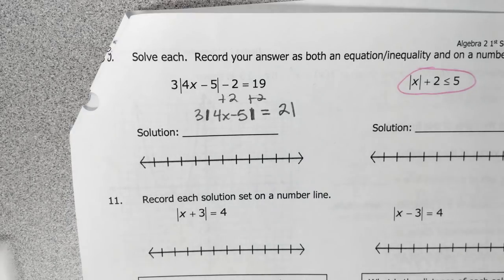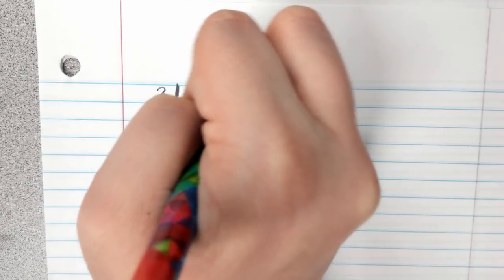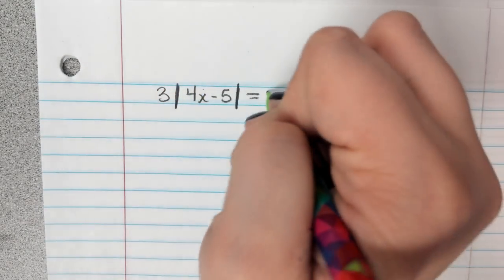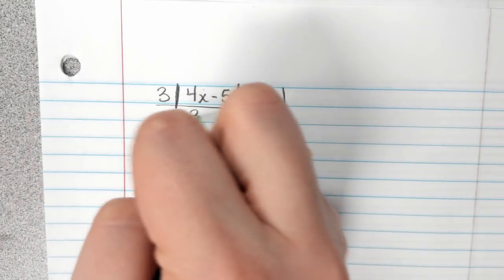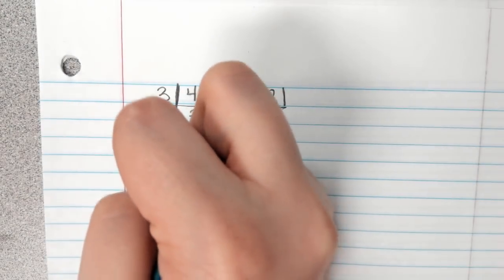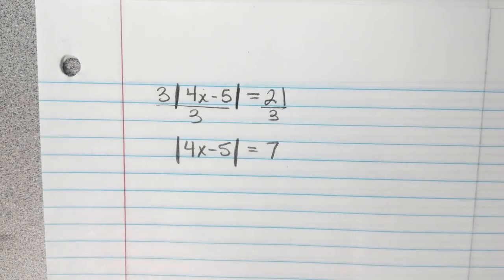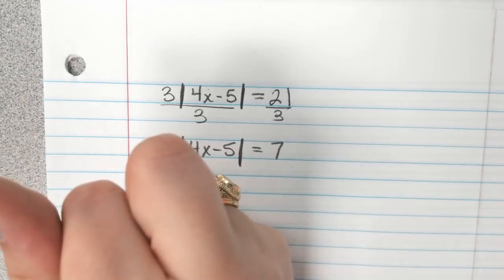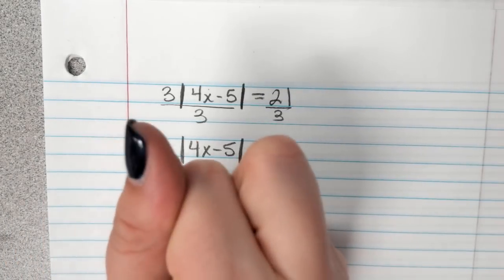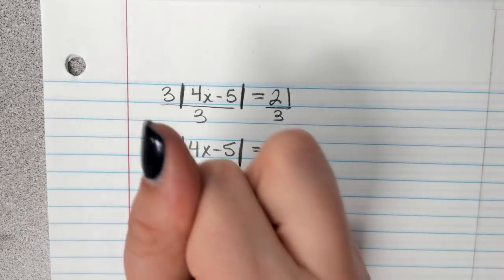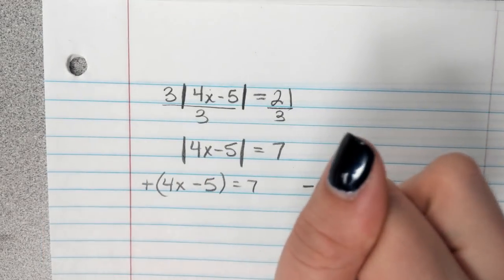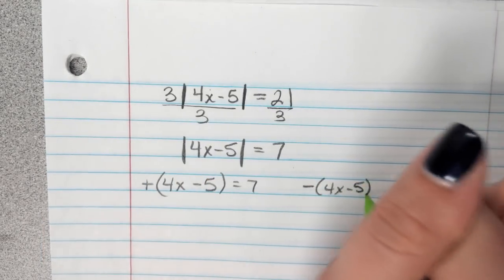I'm actually going to come over on a separate sheet of paper just so y'all can see the work out completely here. So after this, I have that 3 absolute value 4x minus 5. I would highly suggest that you bold those bars so that you can clearly see them. Divide by 3 on both sides. So absolute value 4x minus 5 equals 7. This is where you're going to split into a positive and negative. So you're going to have a positive 4x minus 5 equals 7 and a negative 4x minus 5 equals 7.